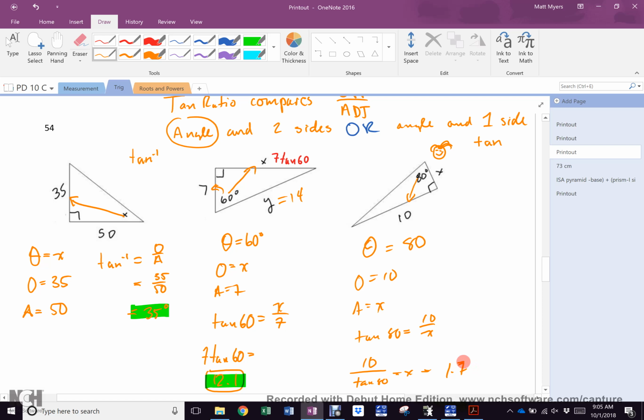So 1.7, 1.8. Ashneed, could you have used the other angle and used that as the... If you wanted to say this was 10 and then do opposite and adjacent, of course you could.